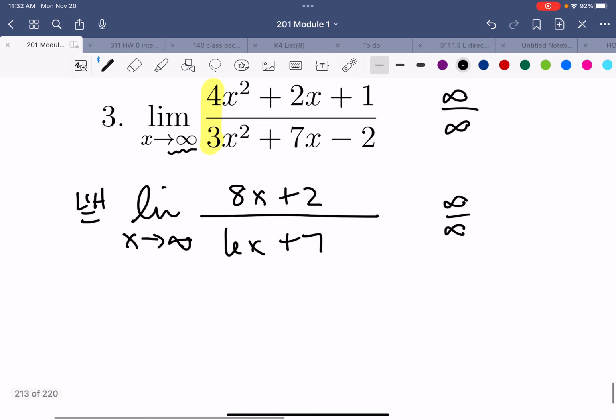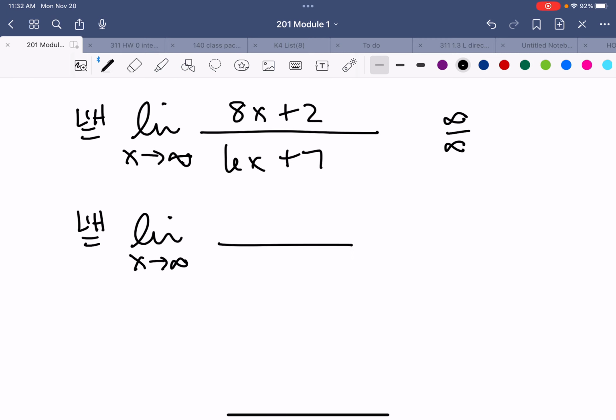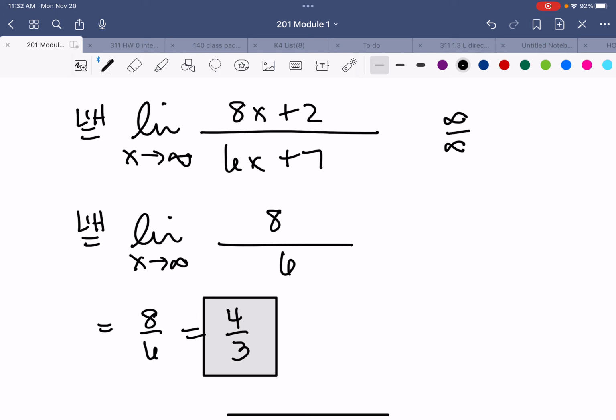Okay, we applied L'Hopital's rule. We still got infinity over infinity, which means we can apply L'Hopital's rule again. As long as it is of the form 0 over 0 or infinity over infinity, you can use L'Hopital's rule. The derivative of 8x plus 2 is 8. The derivative of 6x plus 7 is 6. I don't have any x's, so I can plug in the infinity and I get 8 over 6, which reduces to 4 over 3. And that's exactly what we were expecting.